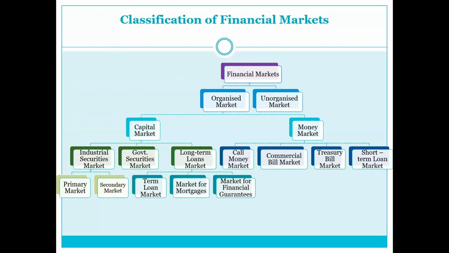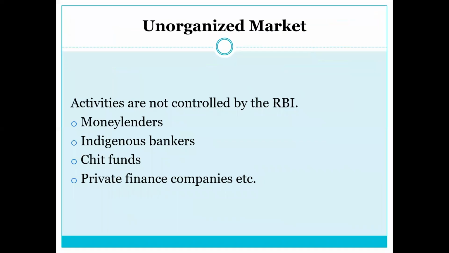So I said the financial markets are classified into organized market and unorganized market. In the diagram, you can see that the organized market is again classified into different types. We'll first explain what the unorganized market is and then see what an organized market is. So what are unorganized markets? Unorganized markets are not controlled by any regulatory authority. They are not under the control of the Reserve Bank of India or the Securities and Exchange Board of India or any other regulatory authority. They are free from control and supervision, and the main participants of the unorganized market are money lenders, indigenous bankers, chit funds, and private finance companies.